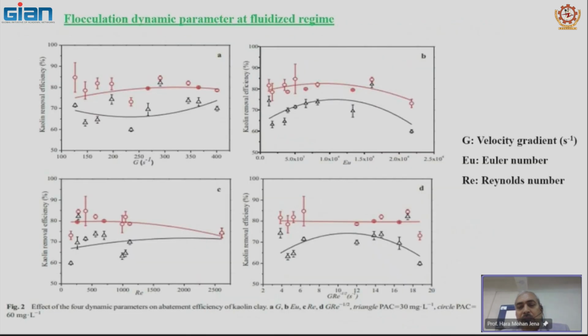So this is the way it is treated. So what is achieved here? Kaolin removal, as you see, the kaolin removal efficiency is shown here, the kaolin removal efficiency percentage. In terms of Euler's number it is explained, in terms of Reynolds number it is explained. A good removal efficiency of the kaolin, almost more than 80%, is seen.